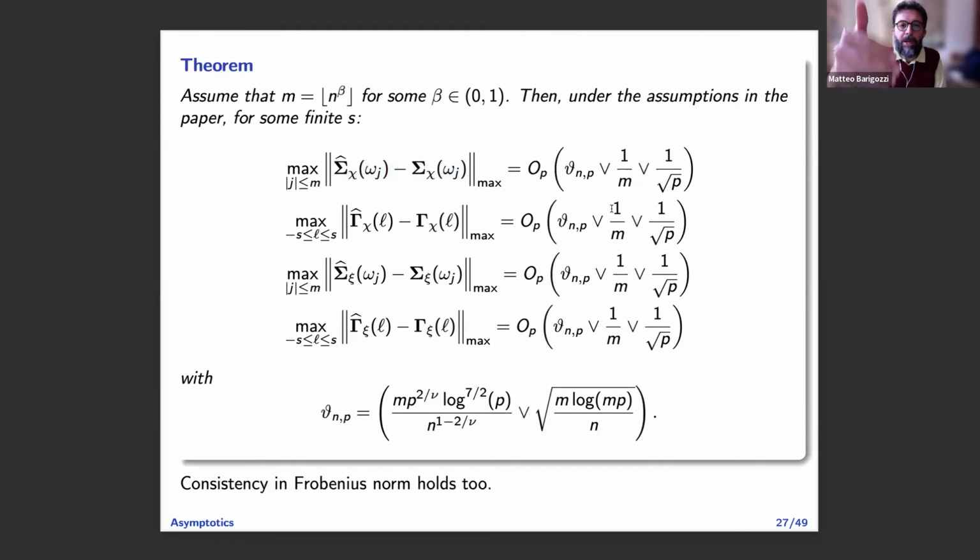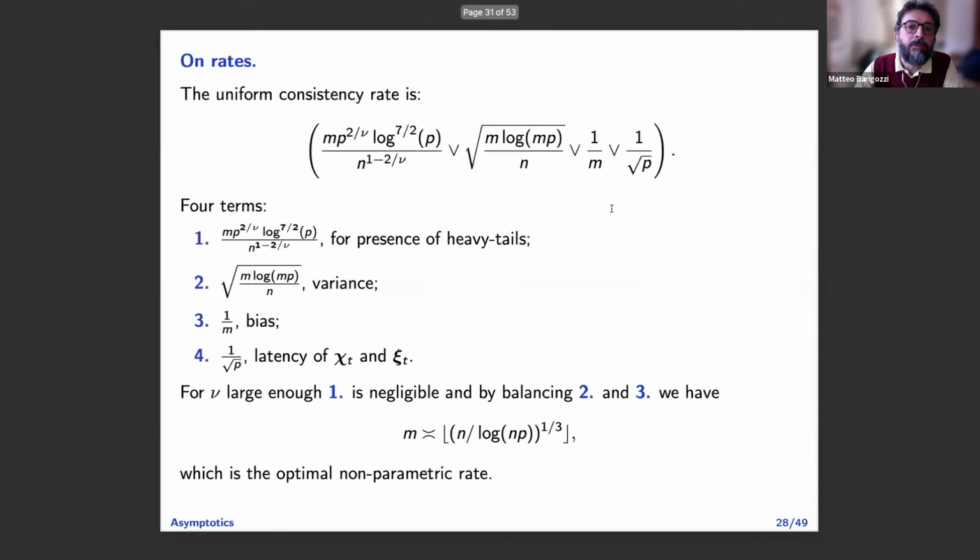And the same rate is propagated down for autocovariances, for the spectral density of the idiosyncratic component, and autocovariances of the idiosyncratic component. So this is the rate that we're going to carry with us for the rest of the talk. And now let's look at this rate. It's made of 4 terms. The first term is the one that depends on the tails. How big is nu? If nu goes to infinity, this is always negligible with respect to the others. So for a Gaussian, you will not have this. But if you don't have a Gaussian, you should acknowledge it.